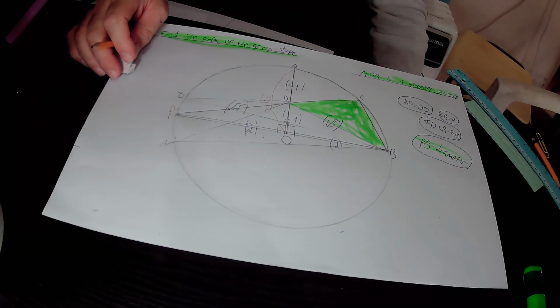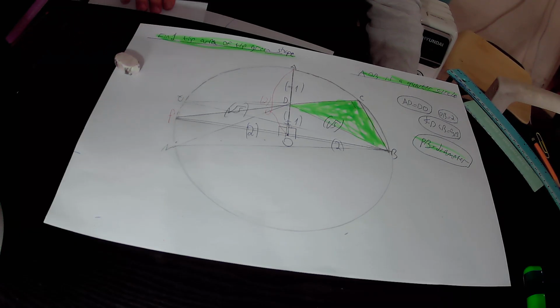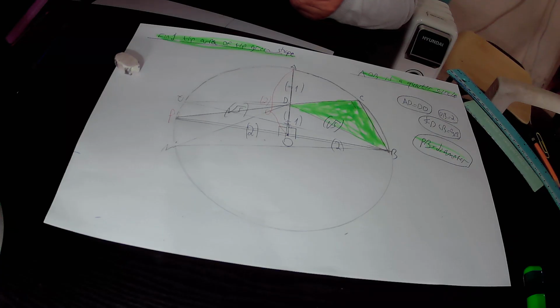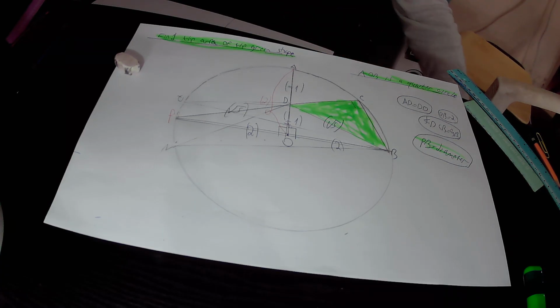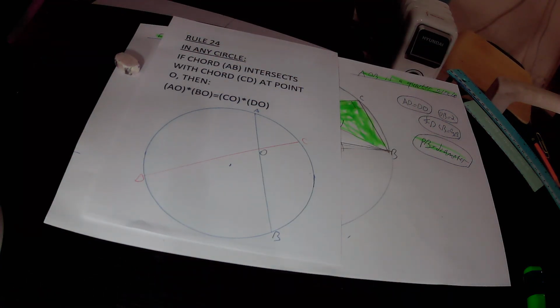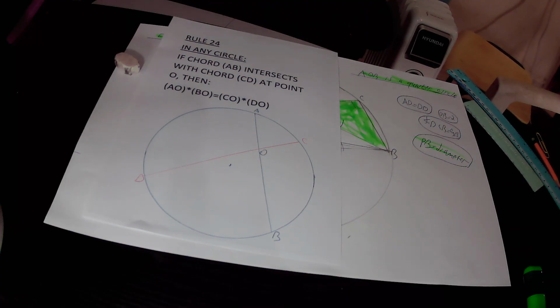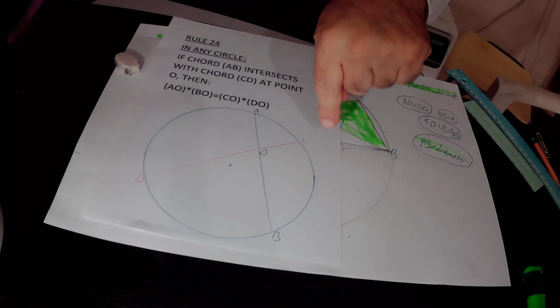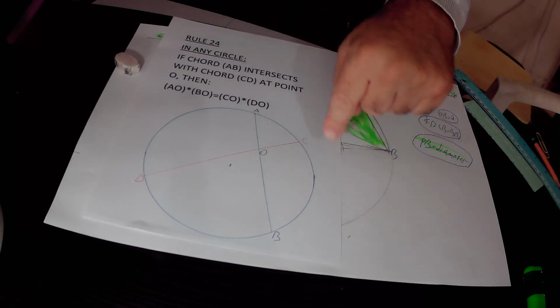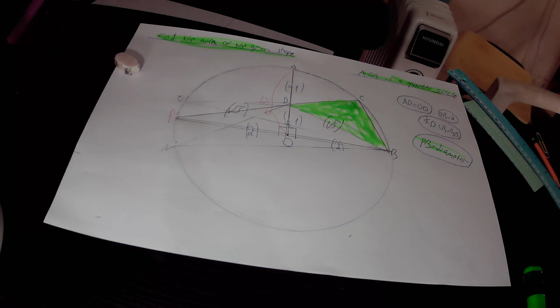In the next step, we will implement Rule 24 in our drawing. So a bit quickly on Rule 24. According to Rule 24, in any circle, if chord AB intersects the chord CD at point O, then the following equation is true, that AO times OB equals CO times OD. So in the drawing we have a circle, this is chord AB, that intersects the chord CD at point O. So in this drawing the following equation is true, that AO times OB equals CO times OD. So we can actually implement Rule 24 in our drawing.